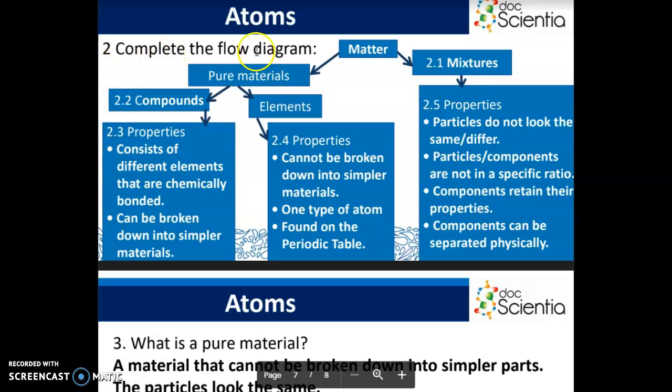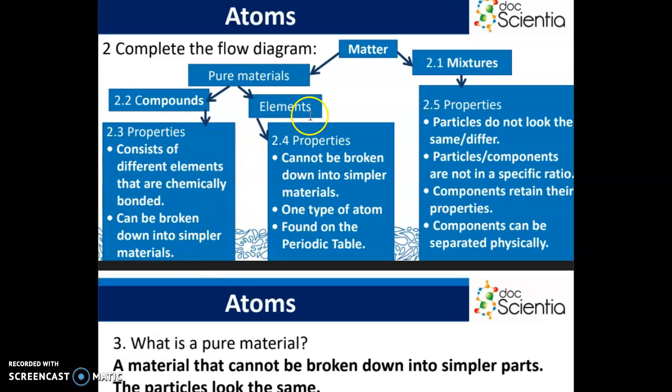Number 2, complete the following diagram. Matter is made up of two different things, namely pure materials and mixtures. Pure materials are two different things, namely compounds and elements. What are the properties of compounds? It consists of different elements that are chemically bonded, and it can be broken down into simpler materials.